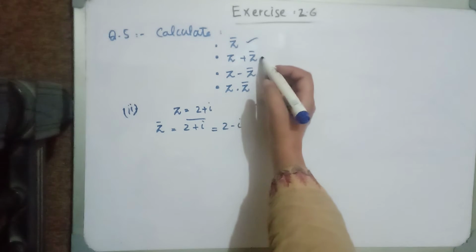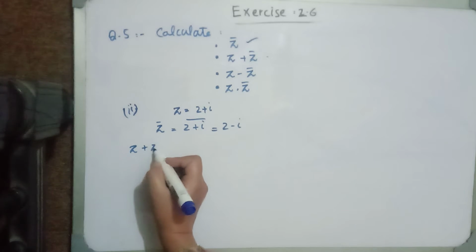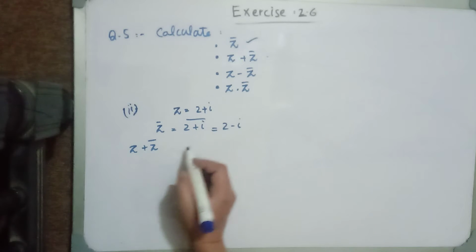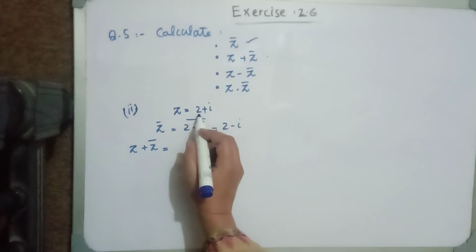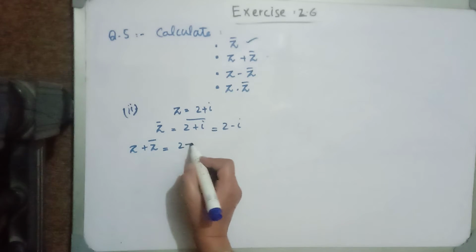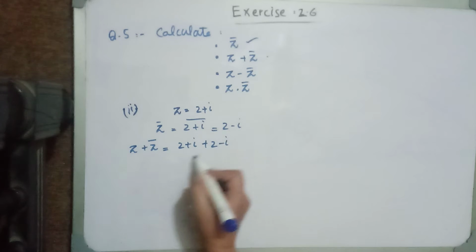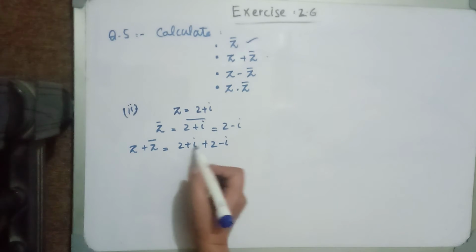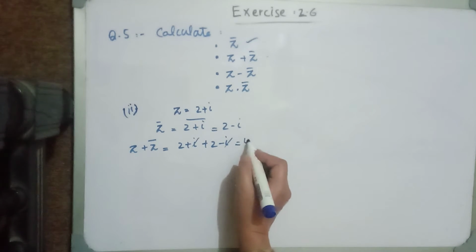Now the second thing we need to find is z plus z bar, which is z plus the conjugate of z. So firstly I need to write z here, a complex number, which is 2 plus iota in this case, plus z bar, which is 2 minus iota. When I simplify, 2 plus 2 will be 4, and iota and minus iota will be cancelled. So the answer is 4 here.